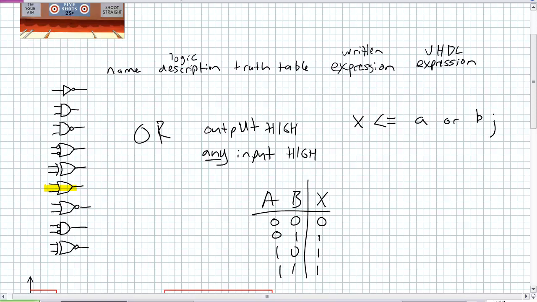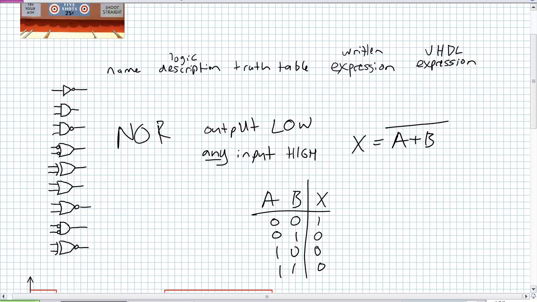What's the one immediately below it? Well, it's kind of the inverse of that. It's a NOR. The output is low anytime any input is high. It's the inversion of the one we just went over. What is the written expression? A or B, the whole thing negated. How do I write that in VHDL? X is assigned not, parentheses, A or B, parentheses. Like I said, they're so popular, they get their own name: A nor B.